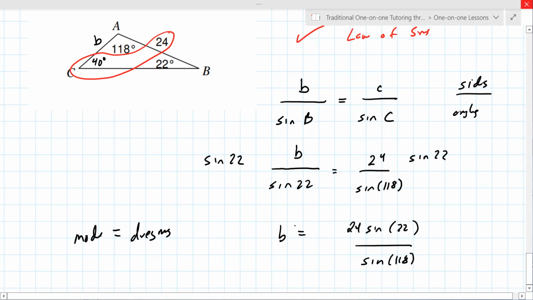So do you have a calculator handy? Yes. Okay, why don't you try calculating this? Just to make sure you're comfortable with doing this calculation. So it'd be 24 sine of 22 divided by the sine of 118. I got 10.182437003. Yeah, so we'll call it 10.2. Perfect. Good.